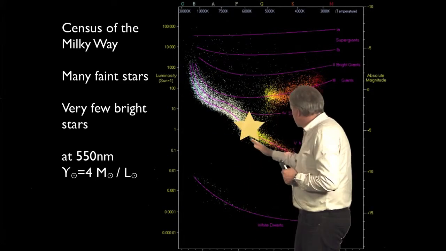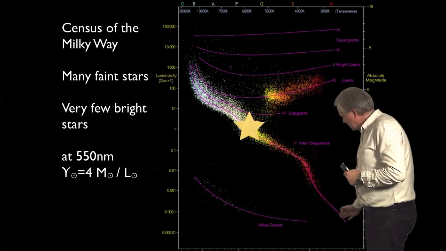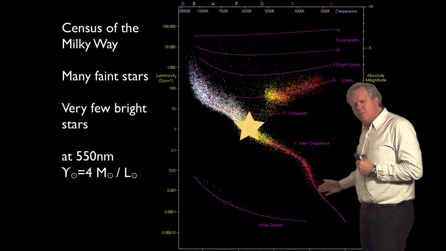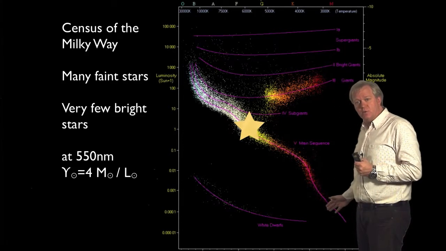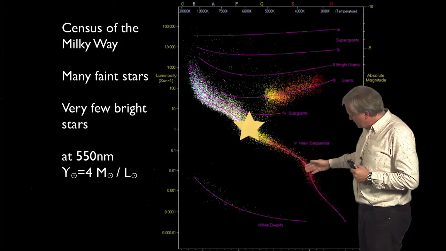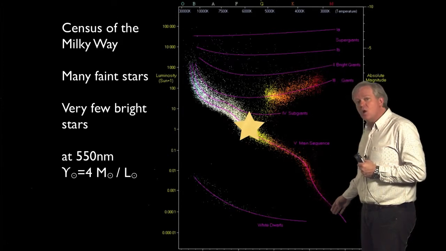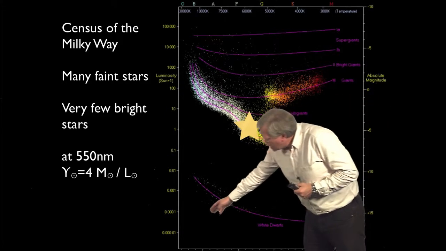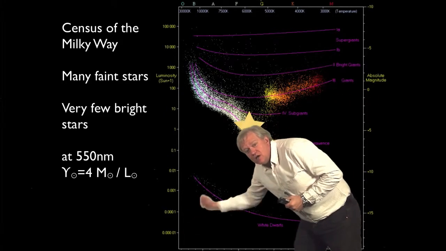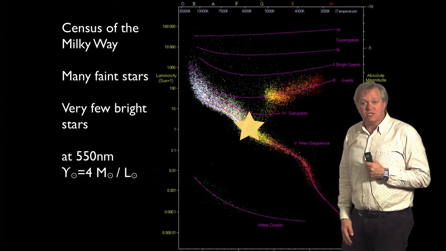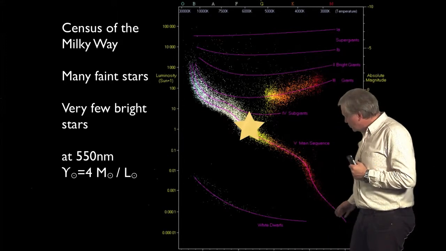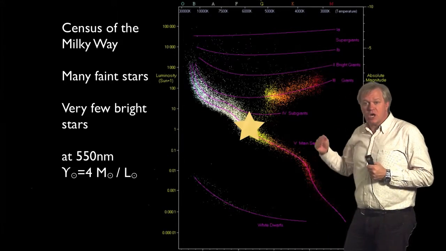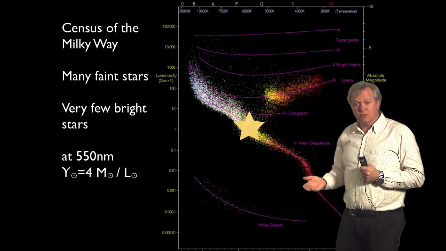But there's also these faint stars down here, and it turns out there's a lot more faint stars in our Milky Way than there are bright stars. And these objects down here weigh 1/10 of a solar mass, but only produce a 10,000th or even 100,000th of the luminosity of our sun. So there is, with these stars, a much higher mass per luminosity.